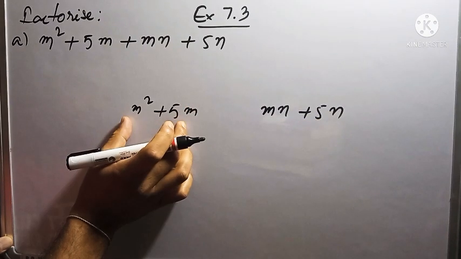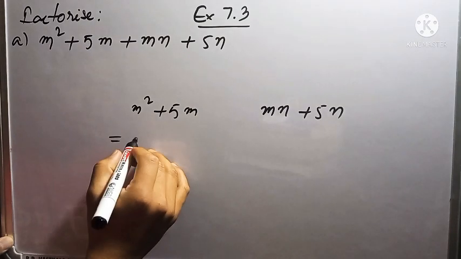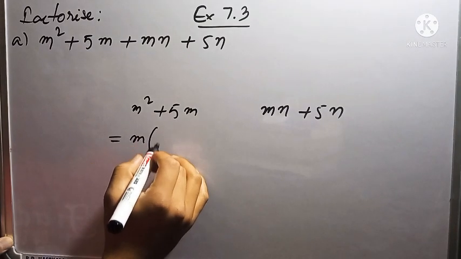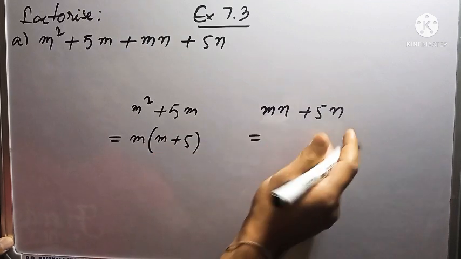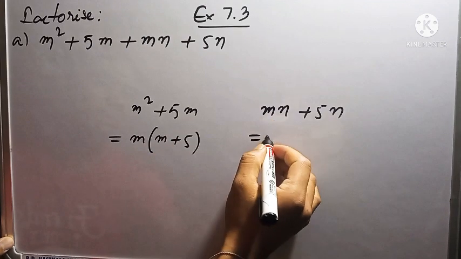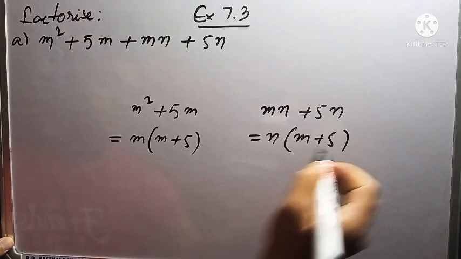From these 2 terms, is there anything that we can take common? Yes, we can take m common. So we'll be writing here m plus 5. And what about this? From these 2 terms, I can take n common, so that we have here m plus 5.